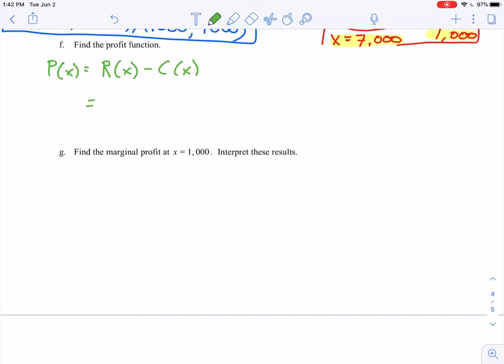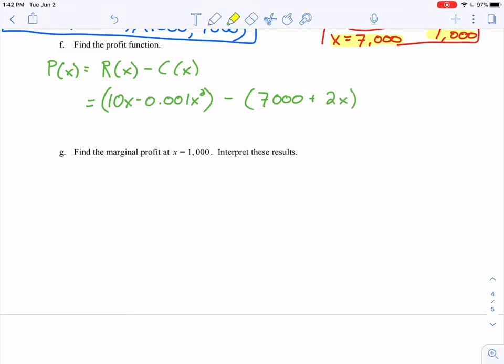So your revenue function, we had 10x minus 0.001x squared. Here's our revenue function. Minus our cost function. Our cost function we said was 7,000 plus 2x.